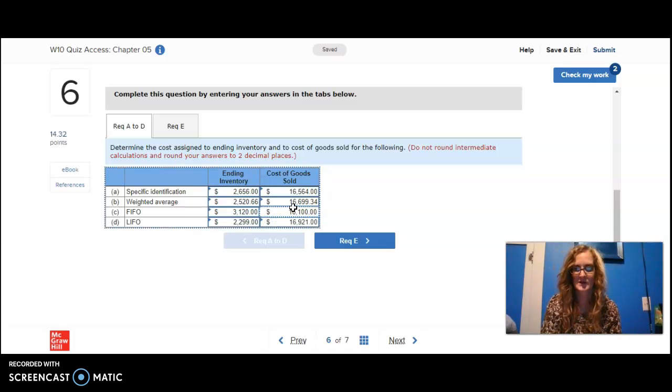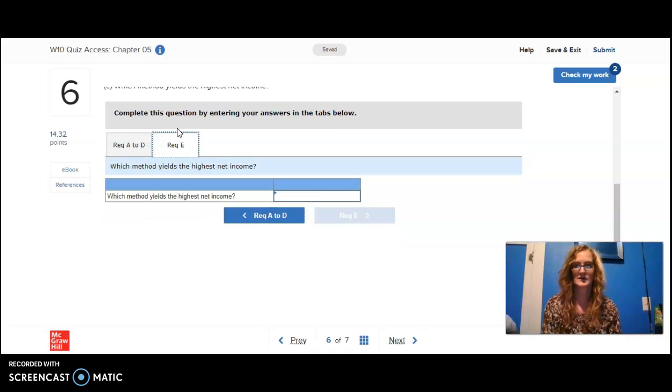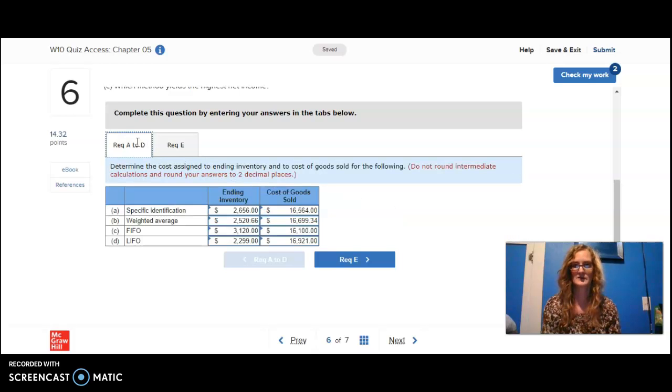Okay. And then after we've done all that, we look to see which one has the lowest cost, the lowest expense. And that's this one right here, the FIFO method. So the lower the expense, the higher the income. And so the next question says, which method yields the highest net income? That would be the FIFO method, because it's the lowest out of all of these.